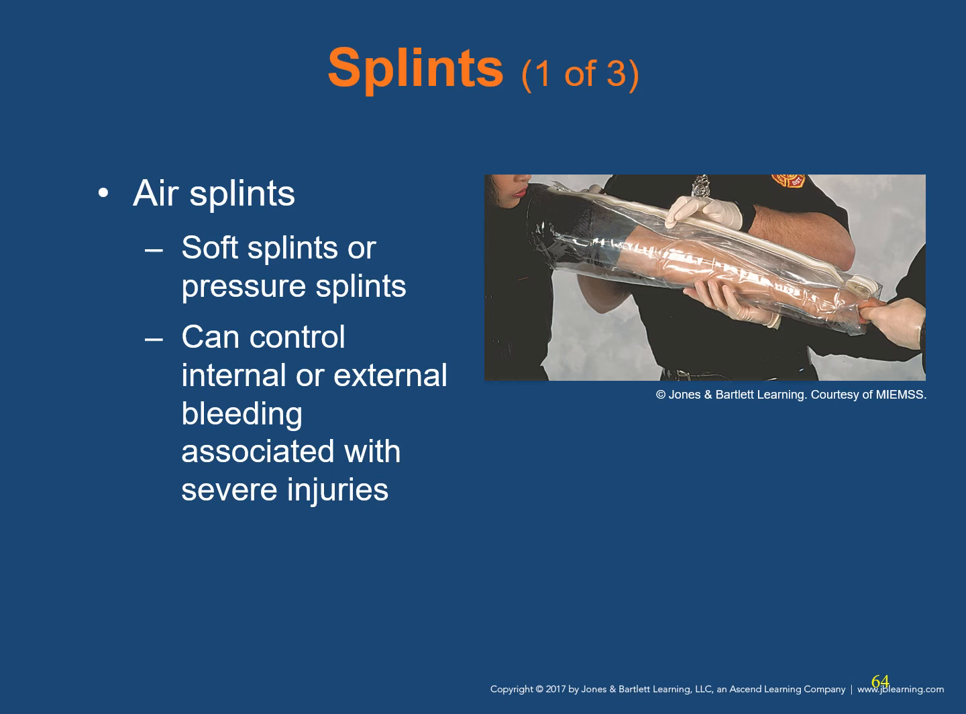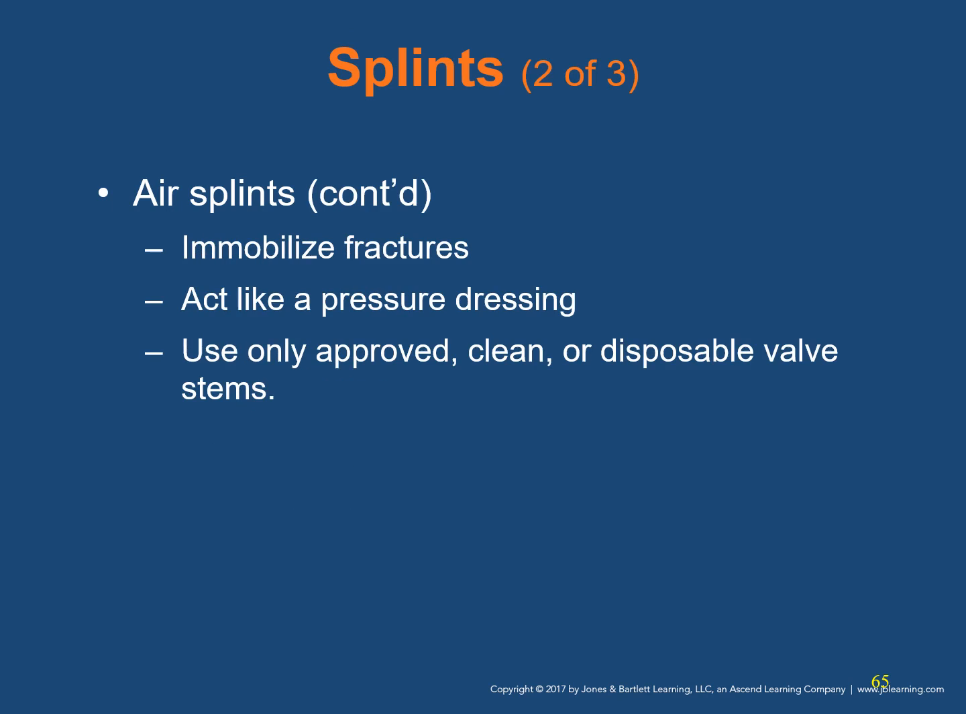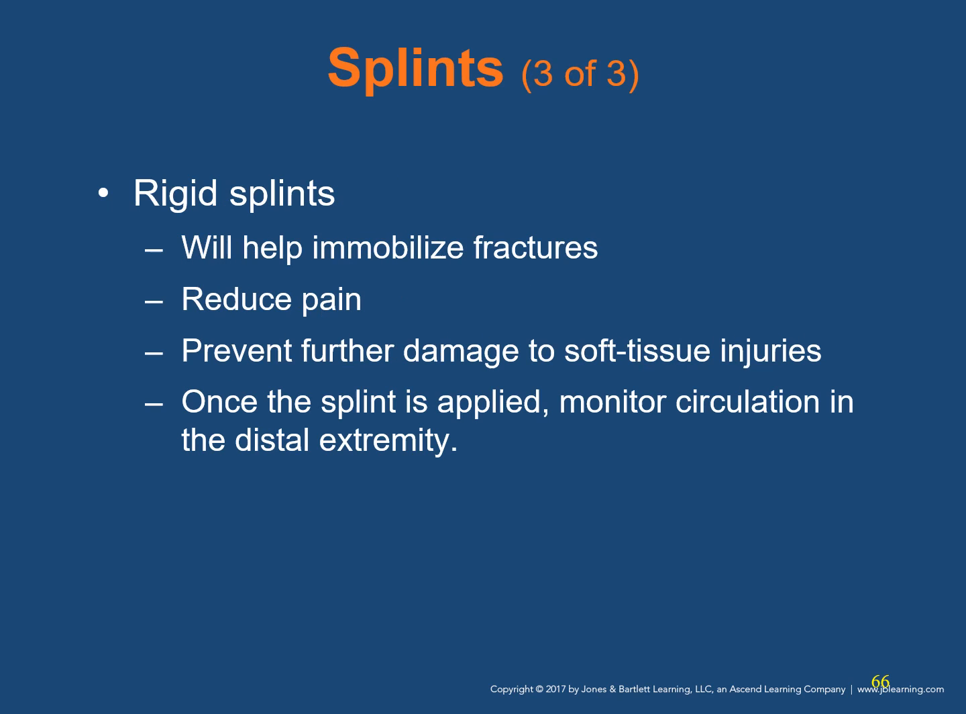Splints. Air splints, also known as soft splints or pressure splints, can control internal or external bleeding associated with severe extremity injuries. Immobilized fractures act like a pressure band dressing applied to an entire extremity rather than a small local area. Use only approved clean and disposable valve stems when orally inflating air splints. Rigid splints will help immobilize fractures, reduce pain, and prevent further damage to soft tissue injuries. Once the splint is applied, monitor pulse and motor and sensory function in the distal extremity.